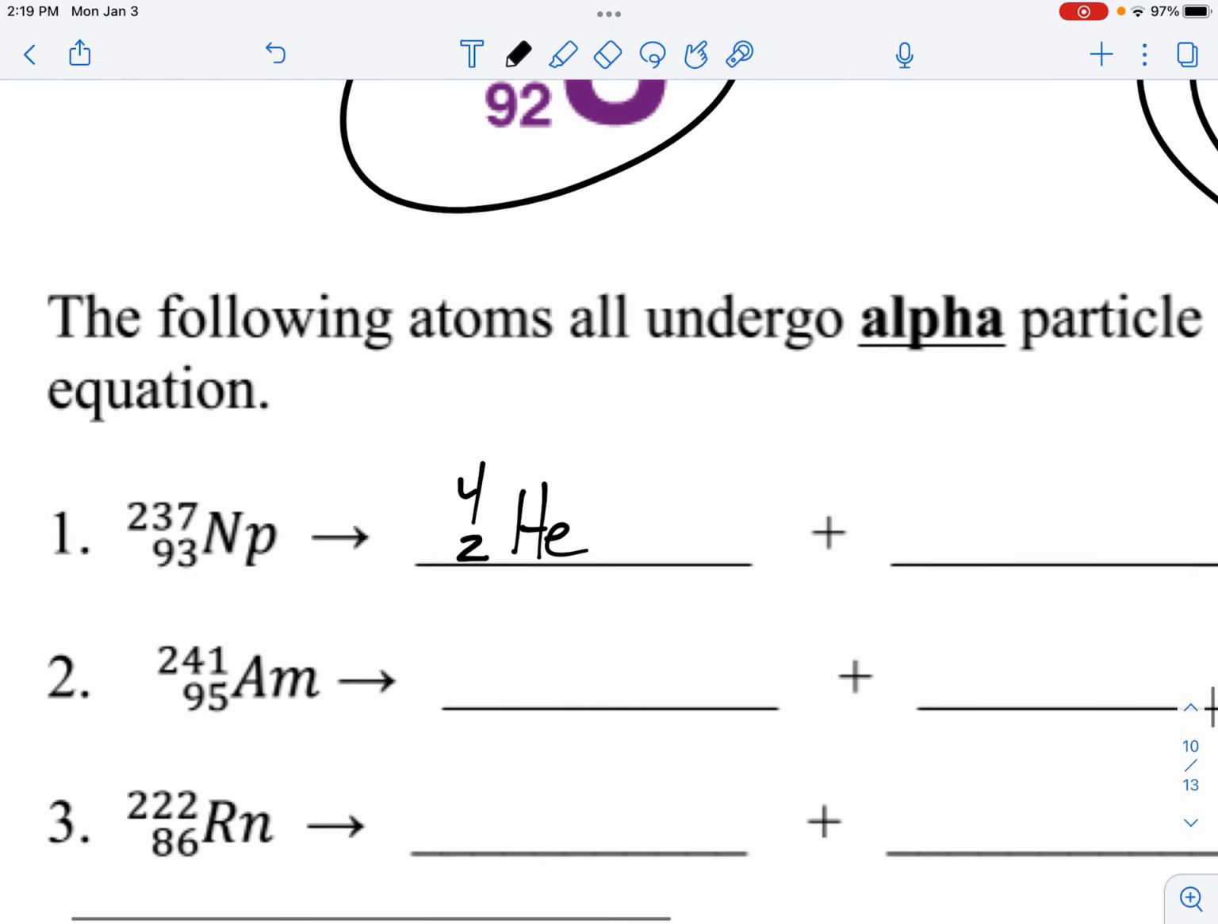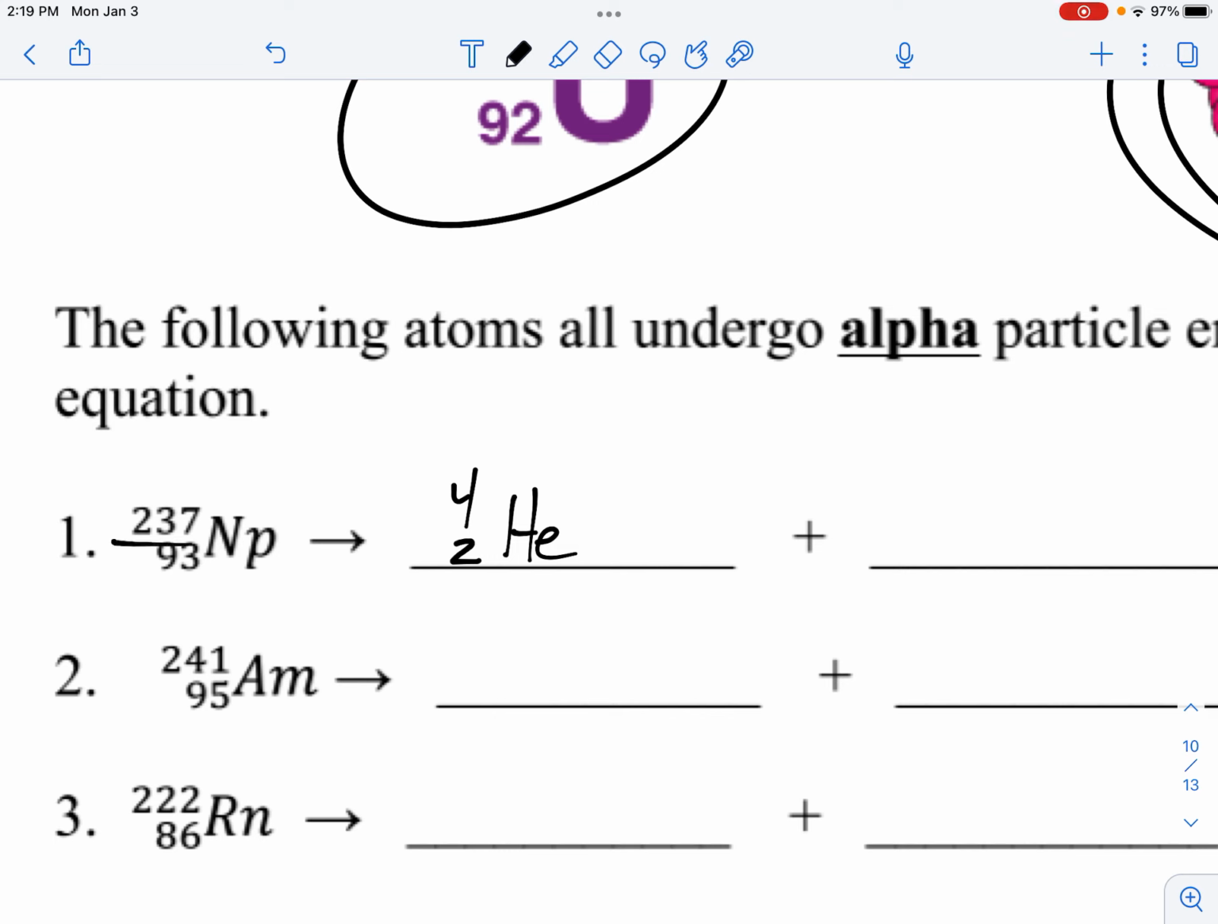Well, that's some simple mathematics. If I started with 237 and I gave up 4, well, then what am I left with? Well, I'm left with 233, because 237 minus 4 gives us 233. If I started with 93 down here, and I gave off 2, then I'm left with 91 down here.